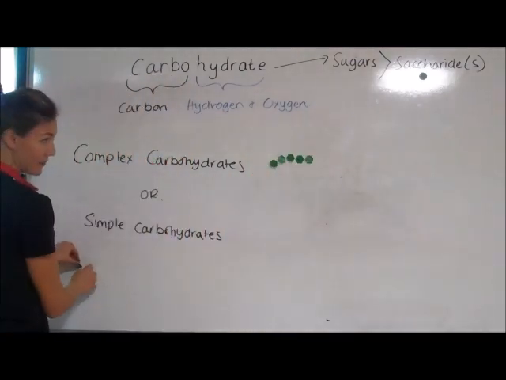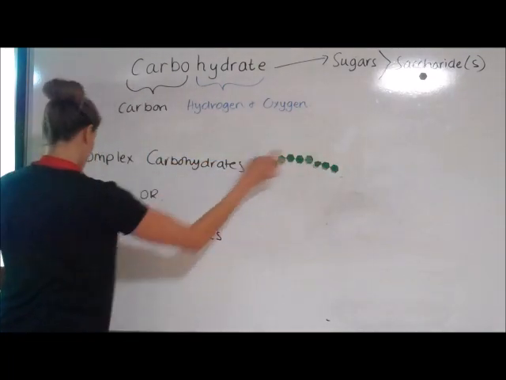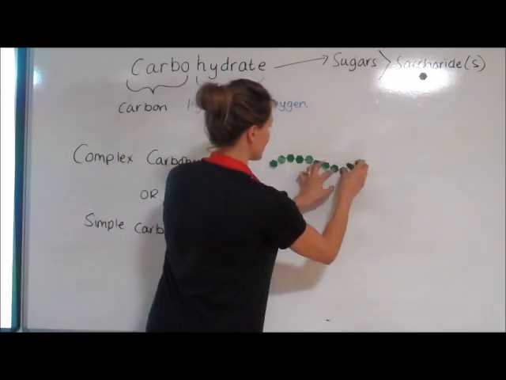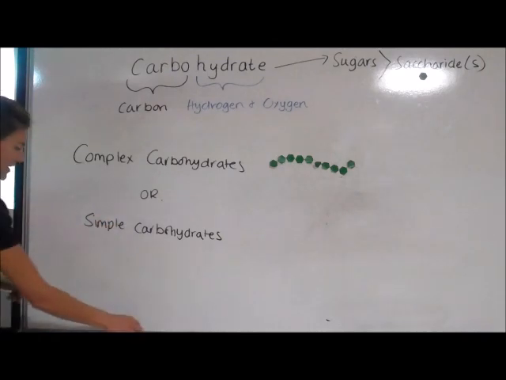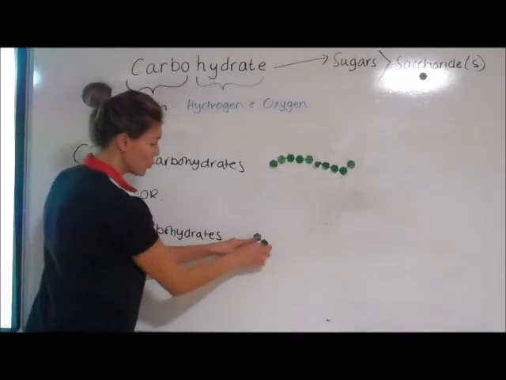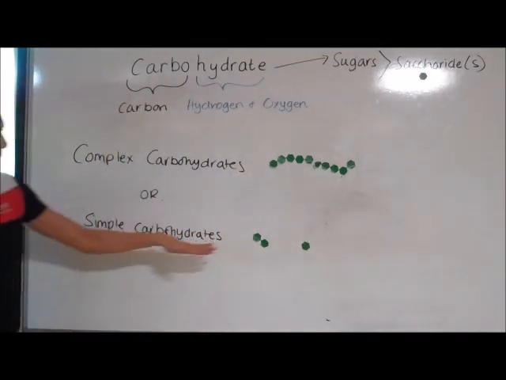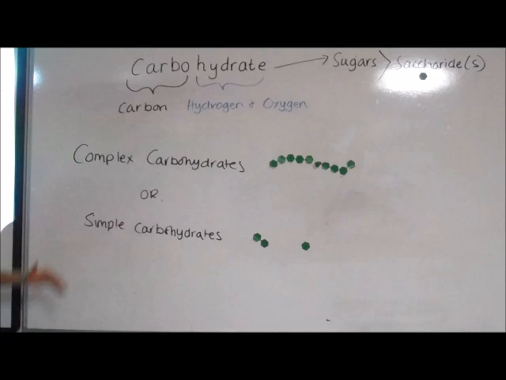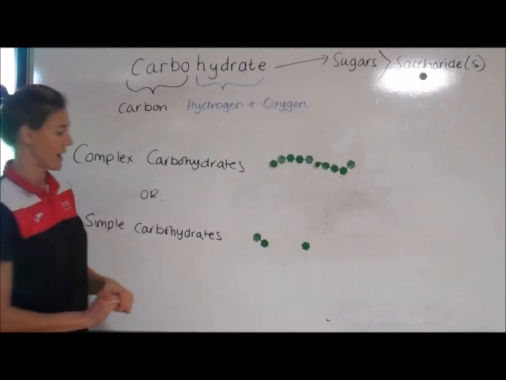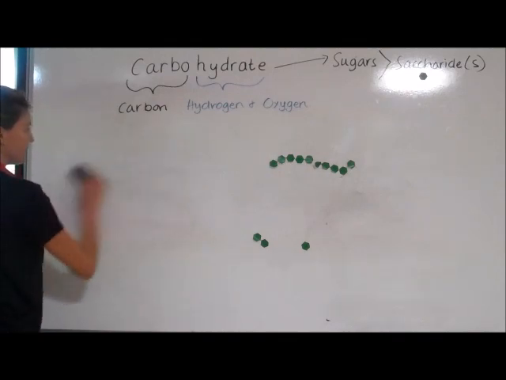And because there's a chain of them, it takes longer for them to be broken down and digested into the bloodstream. So they are slow releasing energy just because of the amount of time it takes to break this chain down. And then we have simple carbohydrates, which is composed of two or even just one saccharide. They are quick released into the bloodstream because it doesn't take long to break them down at all. So we're just going to look a little bit more at the different types of saccharides that we have.